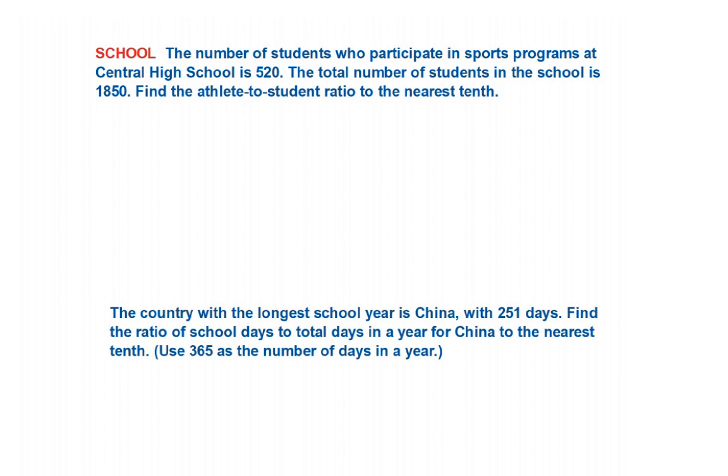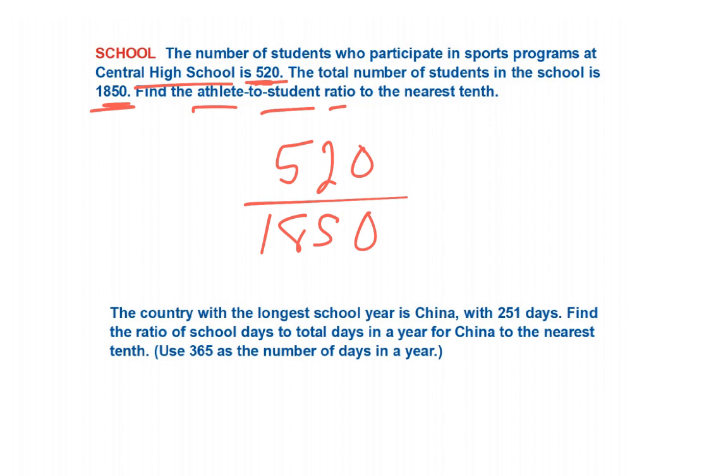The number of students who participate in a sport at a central high school is 520. So that's the total number of students that participate in a sport. And the total number of students in the school is 1850. What is the athlete to student ratio to the nearest tenth? So which one goes first? That's 520 over 1850. Whenever they say to the nearest tenth, they want you to leave it as a decimal. So what is it as a decimal?